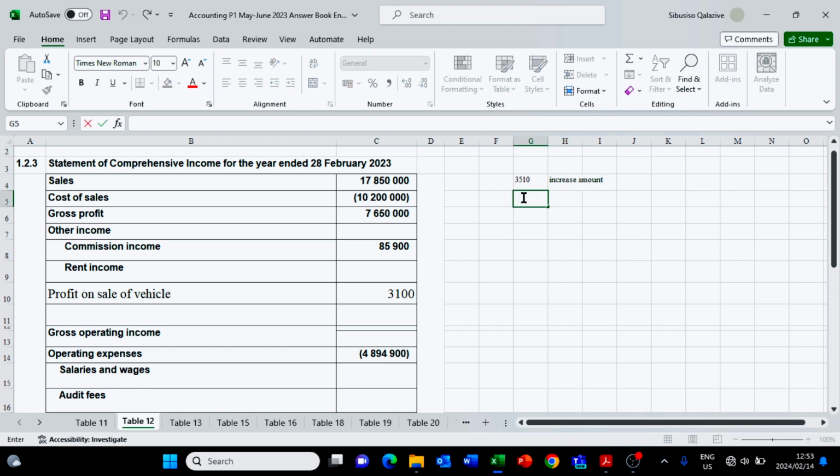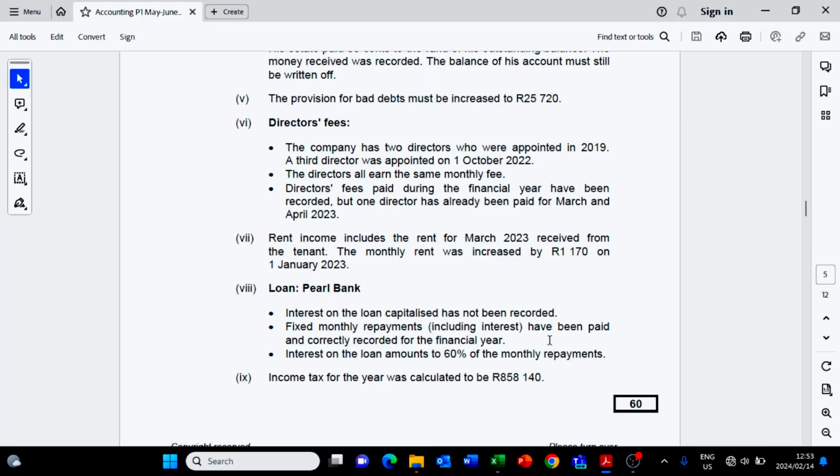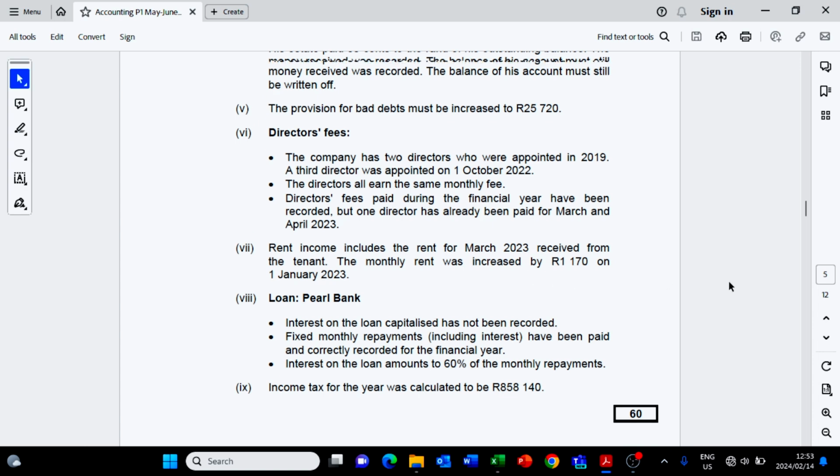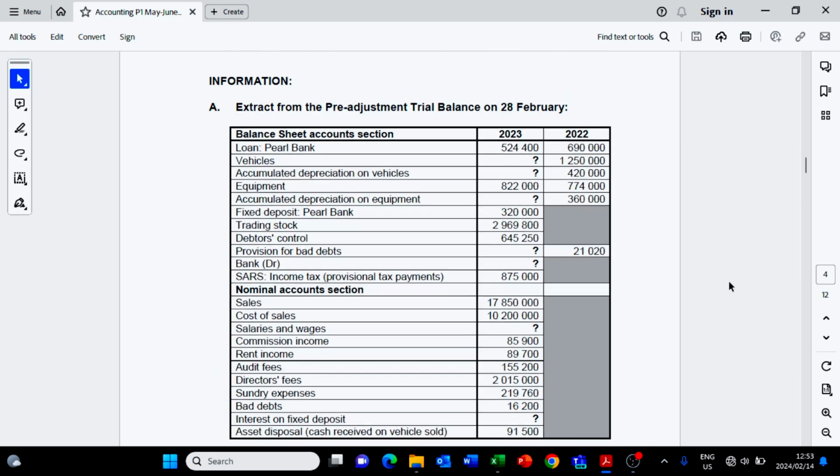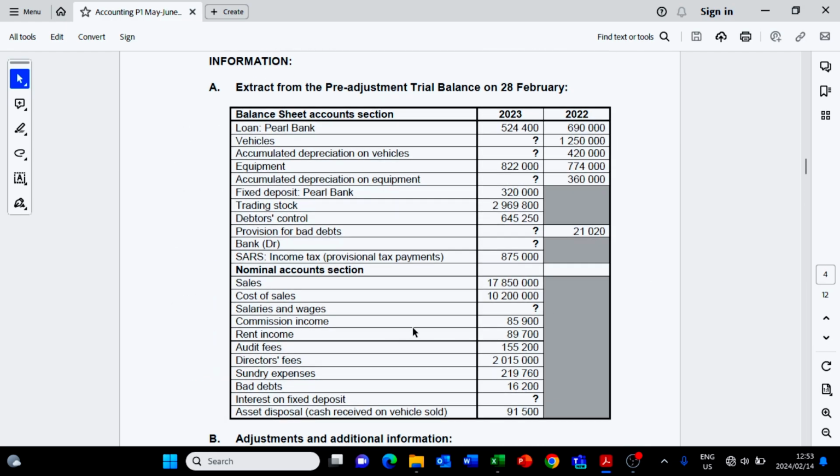So moving forward, what are we going to do? We are going to take the rent income. Where's the rent income? Our rent income is 89,700.